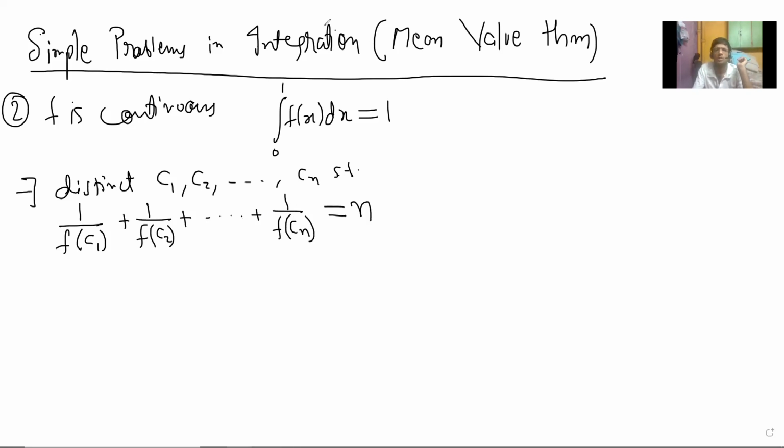Summation 1 by f of ci will be equal to n. This one seems more interesting.